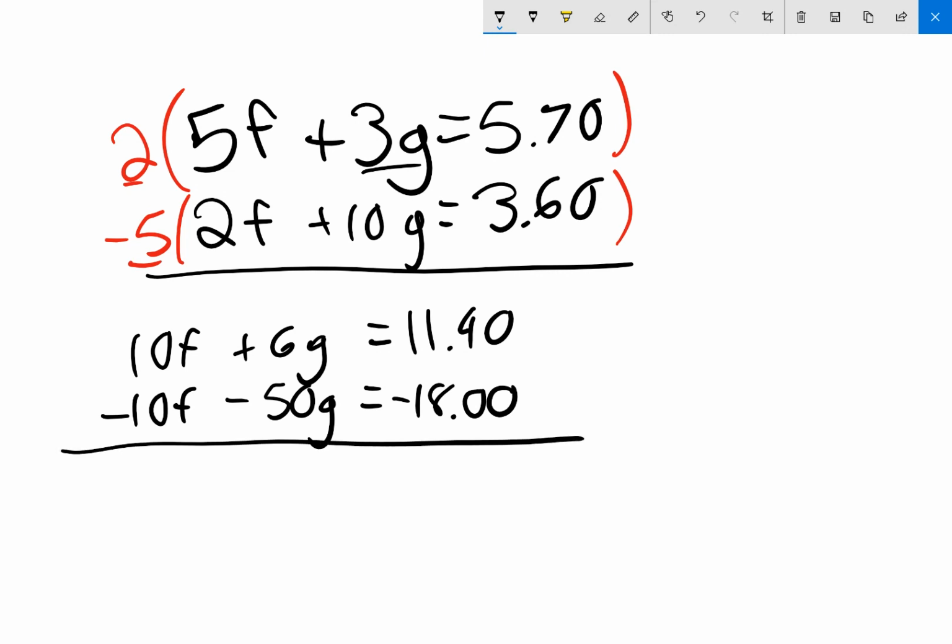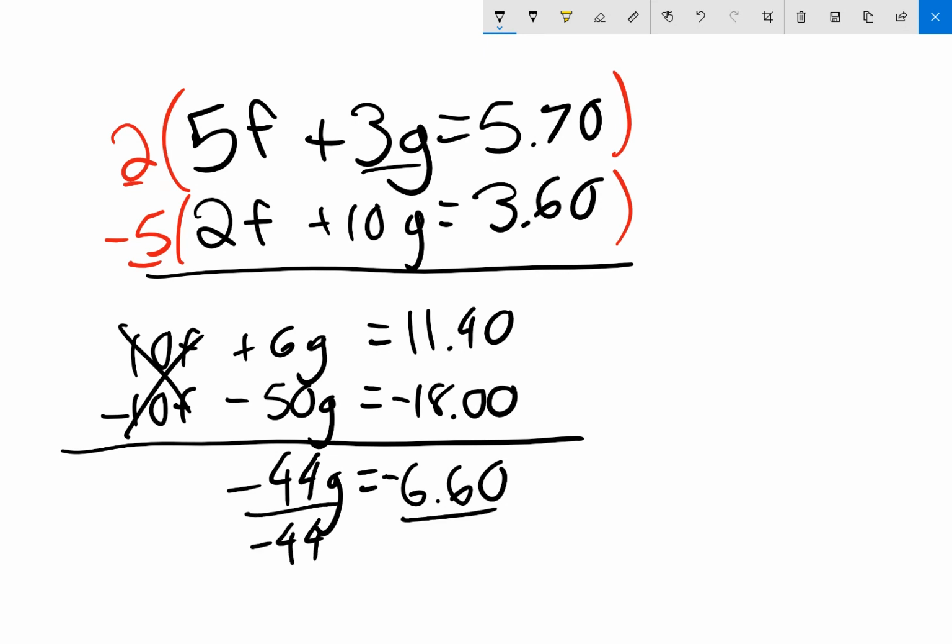All right, so now we're ready to add these equations up, right? 10F minus 10F would cancel out. That's good. That's the whole point of the problem. All right, 6 minus 50 would be negative 44G. And 1140 minus 18 would be negative 660. So now, if I solve for G, I'll divide by negative 44.